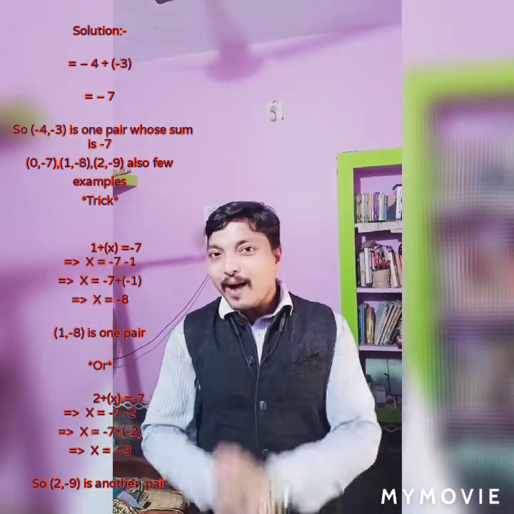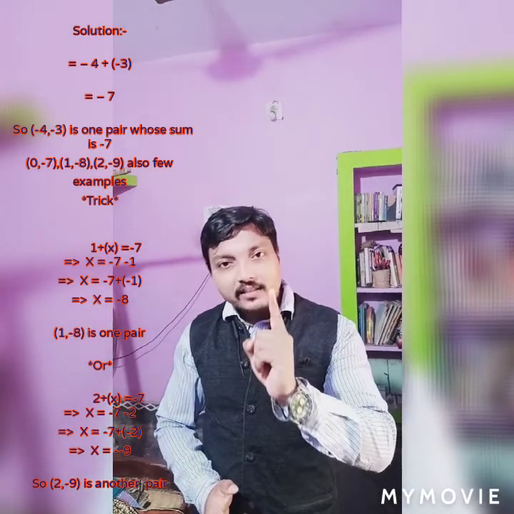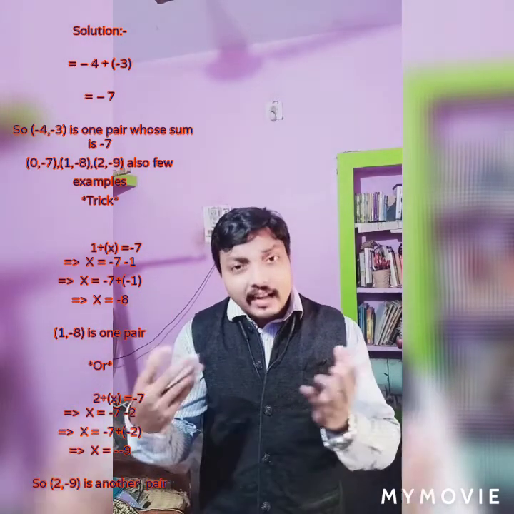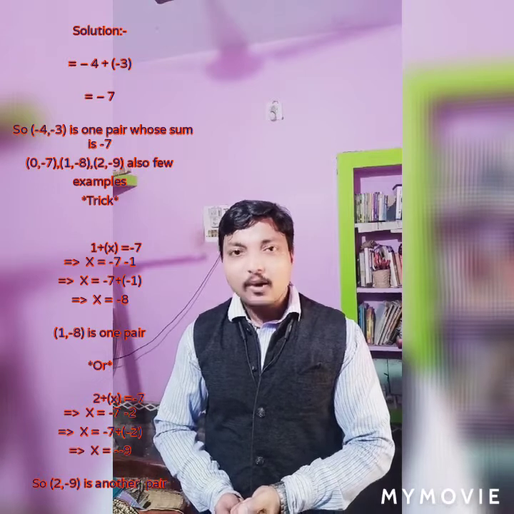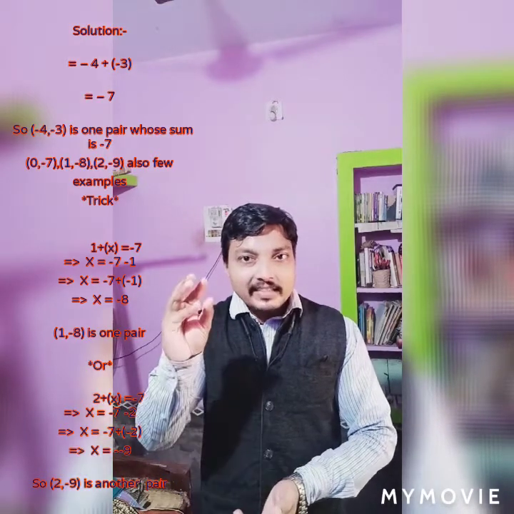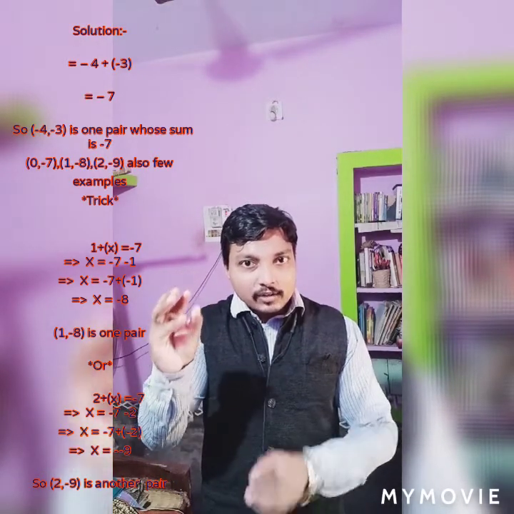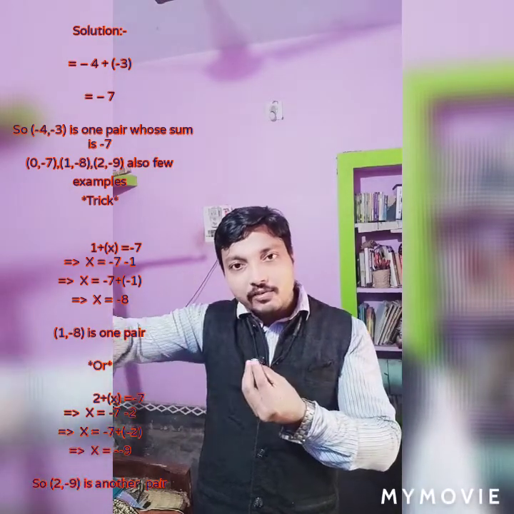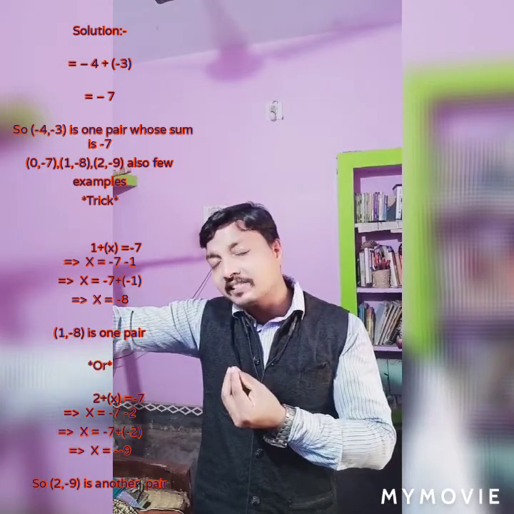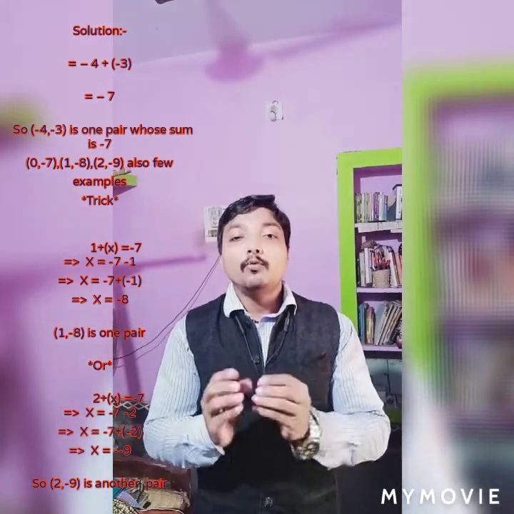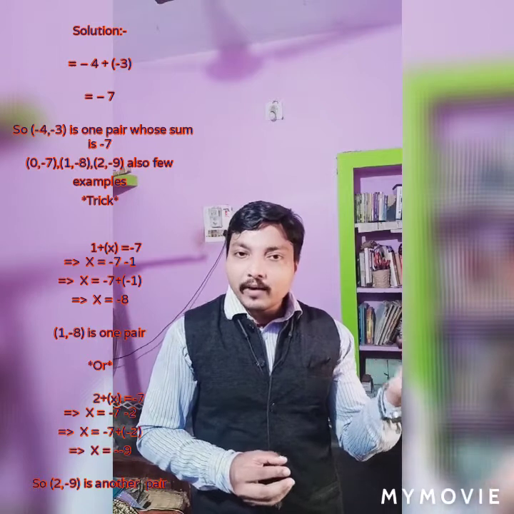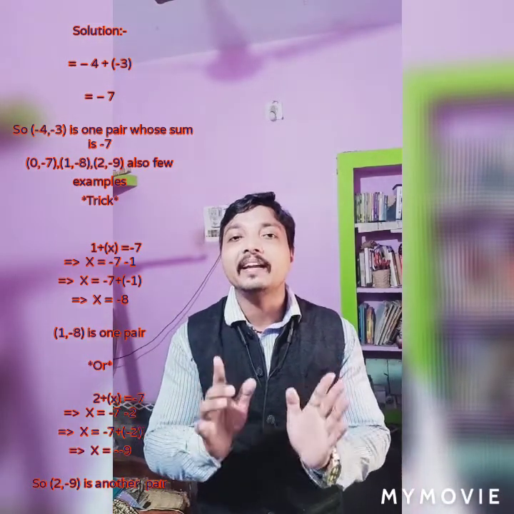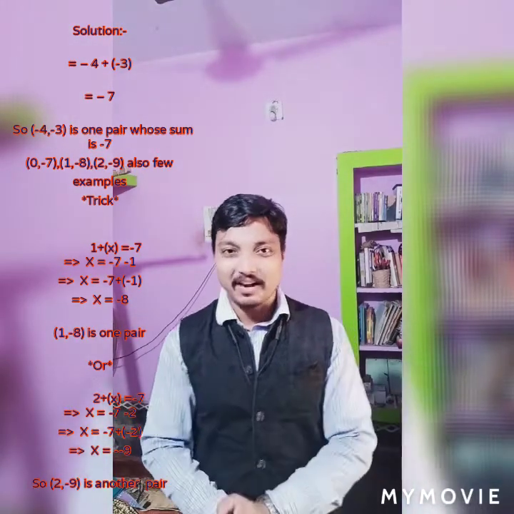Then, we already have one integer 1, and the other integer x we want, so that their sum is equal to -7. We want x, so whatever is with x we have to transpose to the right side of the equation. Remember, whenever we change anything from one side of the equation to the other side, the sign of that integer will always change. Only that you have to remember.